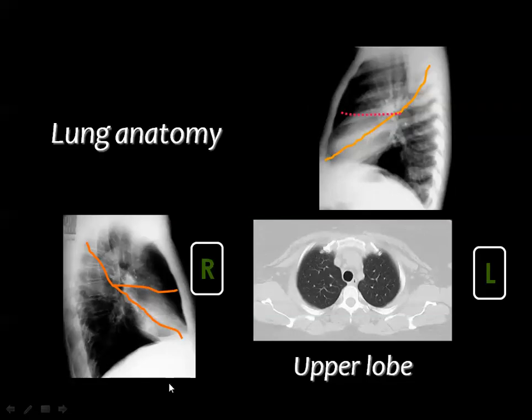Then we come to the anatomy of the lung. We want to know where the upper lobe is, where the lower lobe is, where the middle lobe is. And you know that on the right side we have the upper lobe, the middle lobe, and the lower lobe. On the left side we have the upper lobe, and part of the upper lobe is the lingula, and we also have the lower lobe. Then our anatomic landmark here is the trachea.